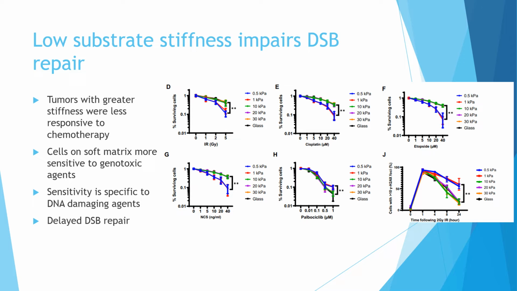But as you can see, the cells that were cultured on less stiff substrates actually had significantly higher levels of that for a longer time following exposure to radiation. So this indicates that there was a significant delay in that repair mechanism in those cells on the softer substrates.